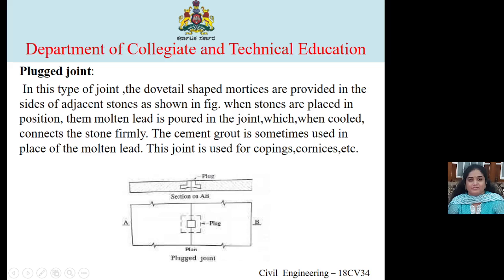When the stones are placed in position, then molten lead is poured in the joint, which when cold connects the stones firmly. Cement grout is sometimes used in place of molten lead. This type of joint is used for copings, cornices, etc. If you see in the plan, it looks like this. There are two stones. This is called a plug. You can see here, molten lead or cement grout is poured here to stick firmly.